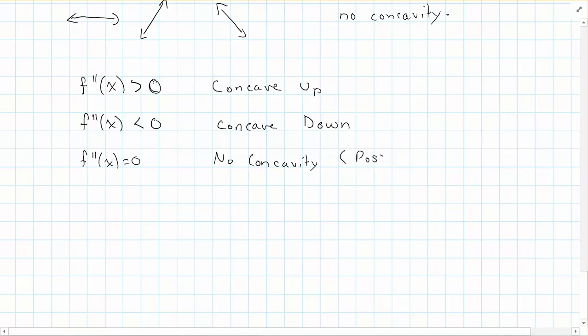And I'll put in here, we're not going to spend a lot of time talking about this, but this is something that's a possible inflection point. And some of you might know what inflection points are already. That's great. If not, we'll talk about them a little bit later on, either in this video or another video. So no concavity is when the second derivative is equal to 0, and it's a possible inflection point.